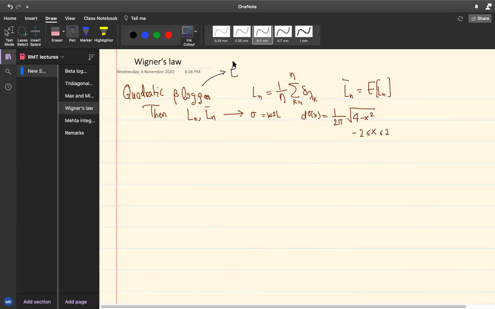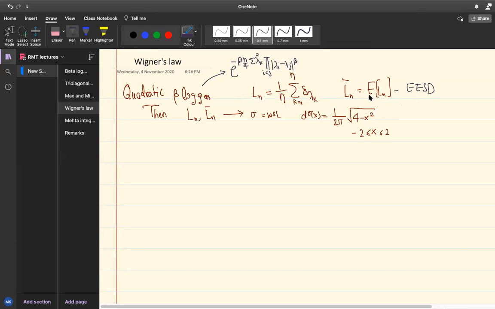So e to the minus beta n over 4 summation lambda k squared, and product lambda i minus lambda j raised to the power beta. So again, we look at Ln, which is the empirical distribution of the particles, putting mass 1 over n at all of them. This is the histogram, and Ln bar is the expected empirical measure, sometimes called the EESD, expected empirical spectral distribution.